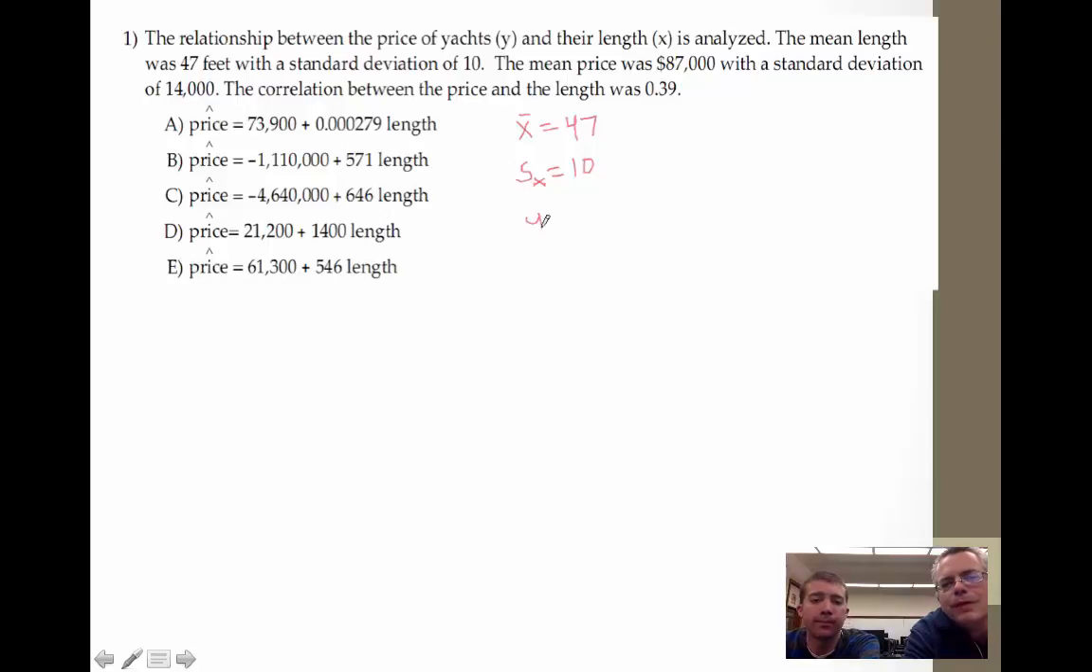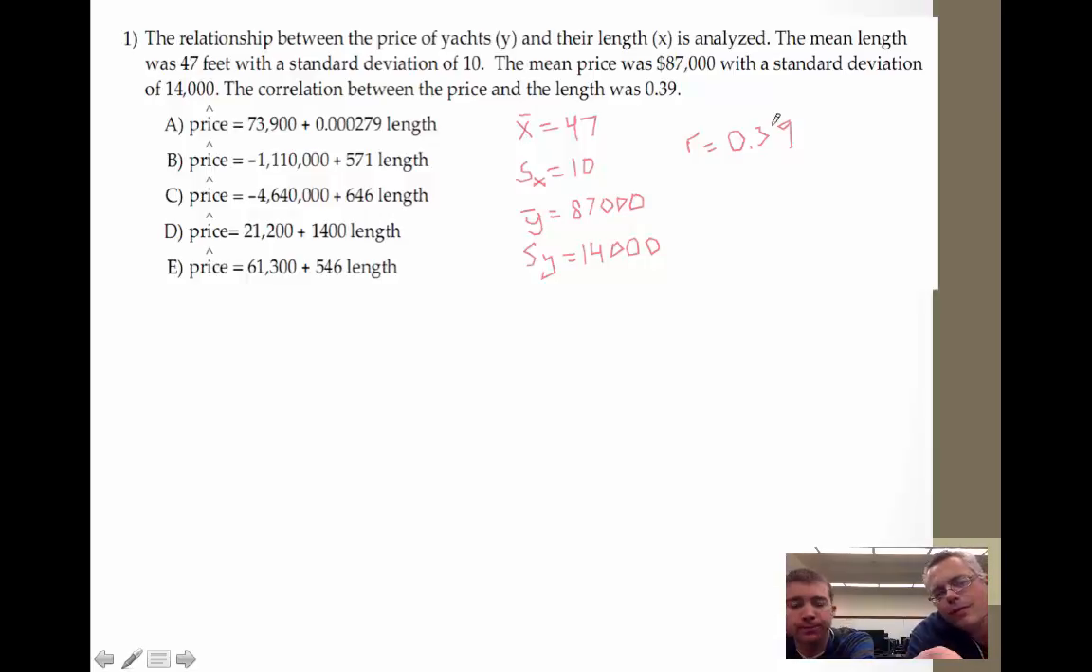Then it says the mean price was 87,000. That's Y bar. This price is what we're predicting, with a standard deviation of 14,000. And we need one more thing. Then the correlation R is 0.39. Now we just have to calculate, well, first we always calculate the slope, because the y-intercept involves the slope.